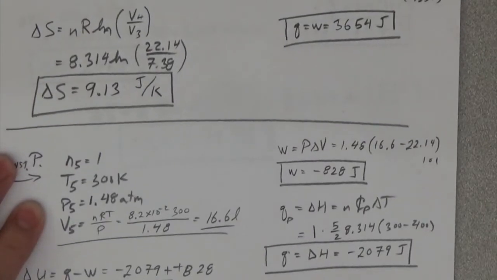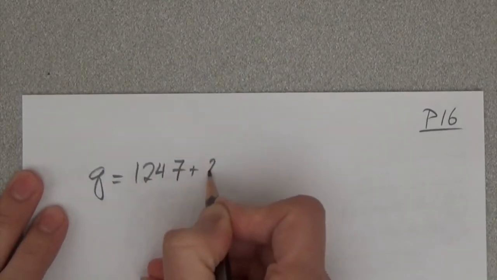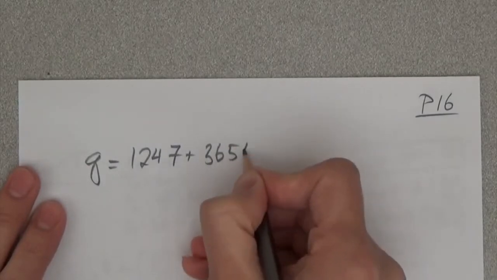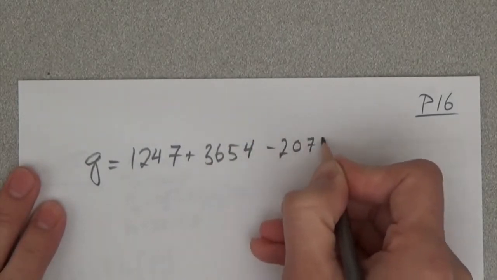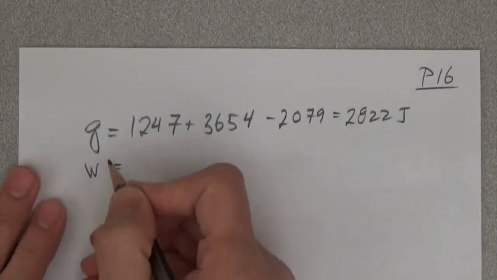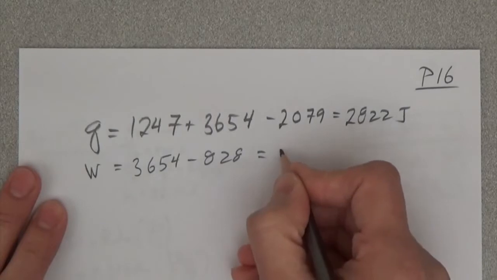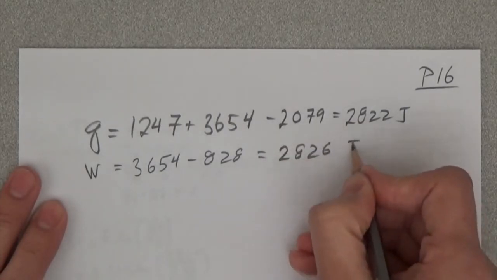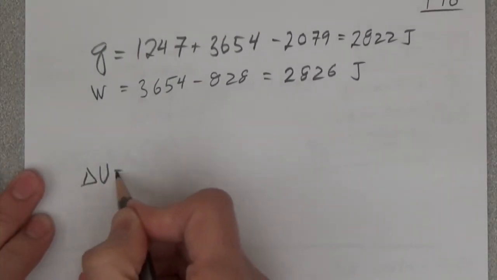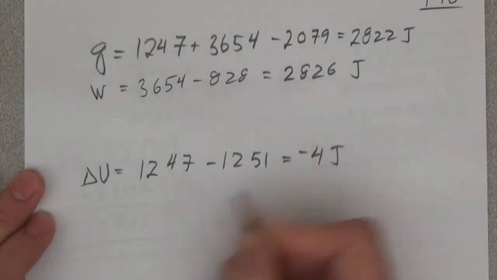And lastly, we kind of put it all together. Page 16, we get Q is equal to 1247 plus 3654 minus 2079, which is equal to 2822 joule. Work is equal to 3654 minus 828, which is equal to 2826 joule. We have delta U is equal to 1247 minus 1254, which is equal to minus 4 joule.